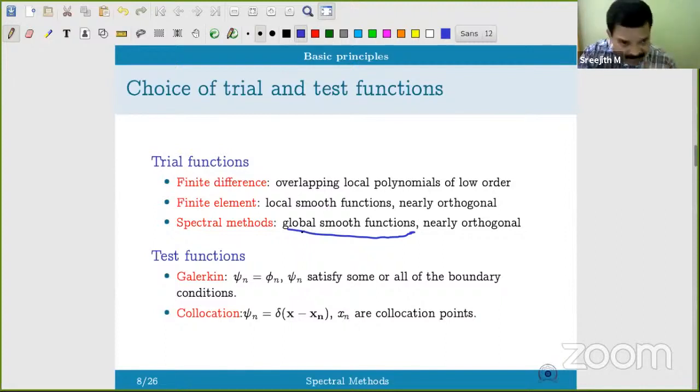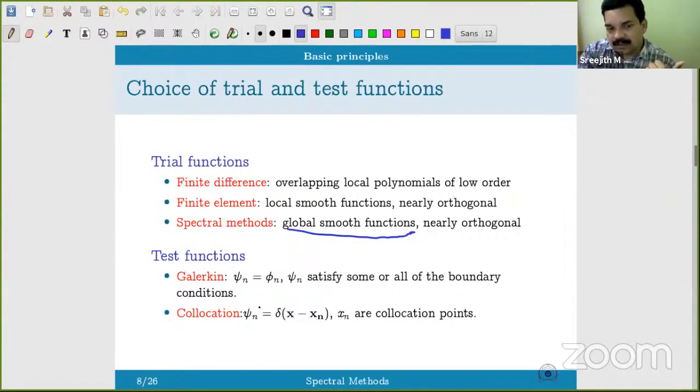Depending upon the test functions, we can have Galerkin method or collocation method. In Galerkin method, we use the test function the same as the trial function, which satisfies some or all of the boundary conditions. Then you have collocation method. In collocation method, we use a delta function.